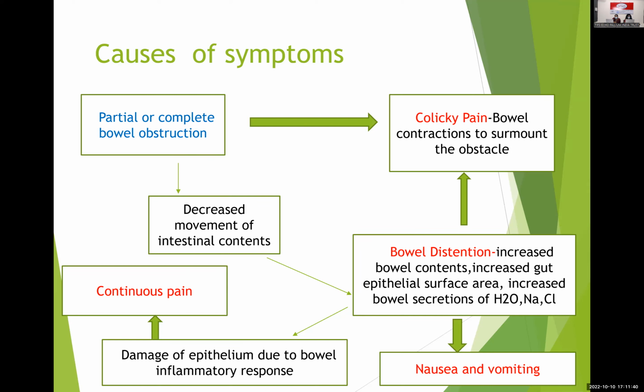And the damage of epithelium due to bowel inflammatory response also causes the pain. When the bowel secretion increases, this in turn leads to nausea and vomiting. The intestinal contents are more, so the peristaltic activity is less. This leads to, again, bowel distension. Understood? So this is like a closed loop. The bowel contents increase, the motility decreases, the bowel secretion increases, the inflammatory response directly leads to the pain. Okay, so that is why the patient is presenting with all the symptoms.